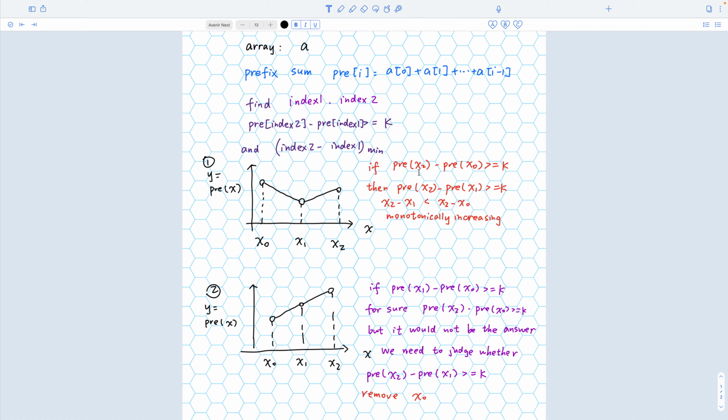Why? Because prefix sum x2 is the same, and prefix sum x1 is smaller than prefix sum x0. When you subtract a smaller value, the previous inequality should still hold. And you also know that both are correct, and x2 minus x1 is smaller than x2 minus x0, which means x2 minus x1 can be the final result, but x2 minus x0 cannot because it's longer. So this tells us that we want to maintain a monotonically increasing sequence, right? Because a decreasing one will certainly not be our final result. So that's the reason we want to maintain a monotonically increasing sequence. So you should understand this better.